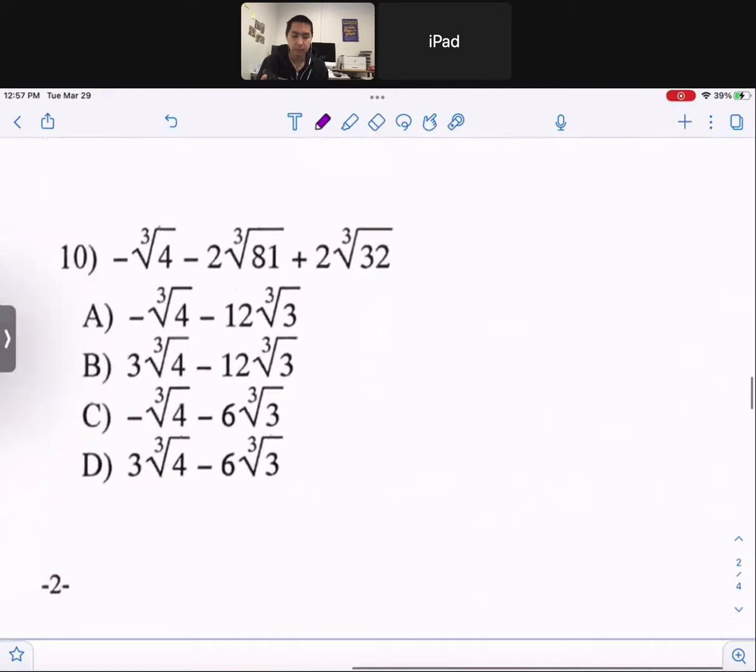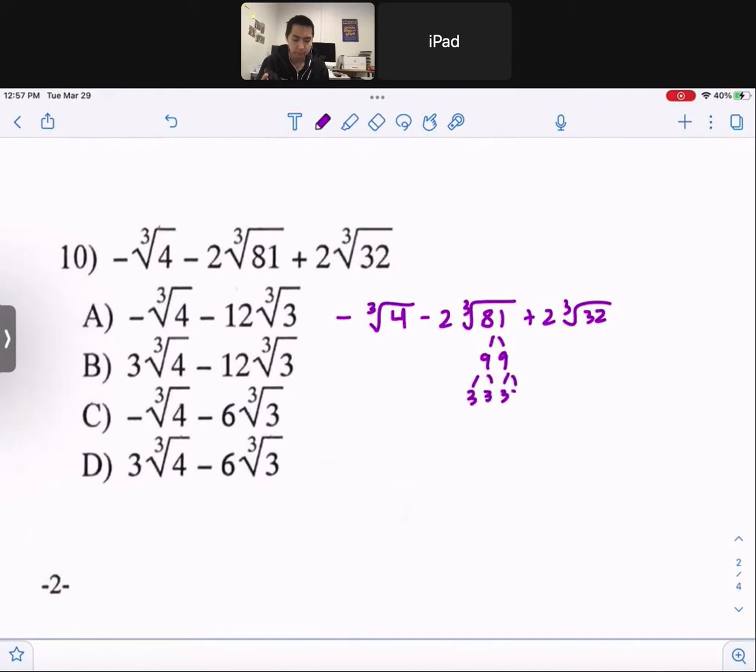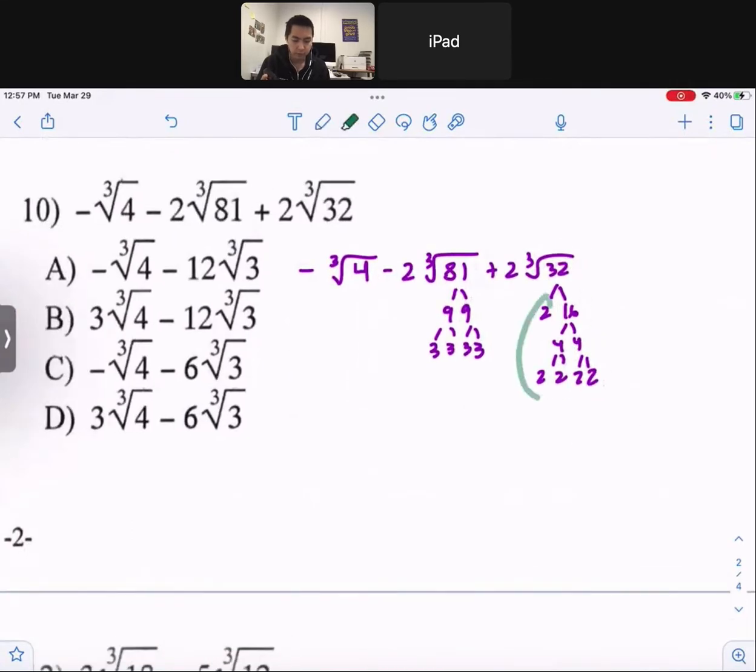Number 10. Again, we gotta break all of these down. But now we're trying to find groups of 3. So here's a group of 3. We got 2 leftovers over here. Here's a group of 3, and we got a leftover right there. So -cube root of 4. This group of 3 times it to the outside for -6 cube root of the leftover 3. And over here, 2 times 2 is 4 cube root of the 2 leftovers.